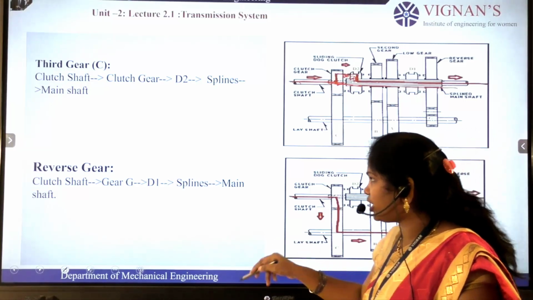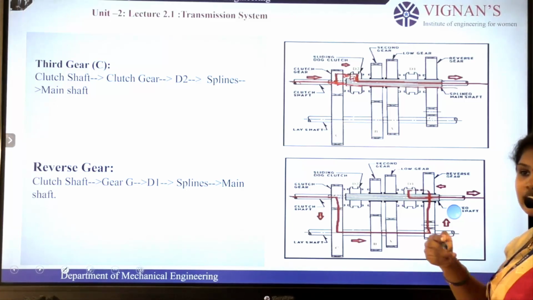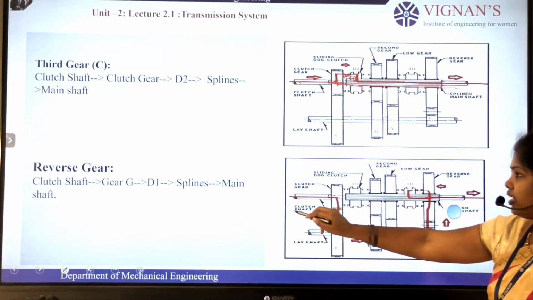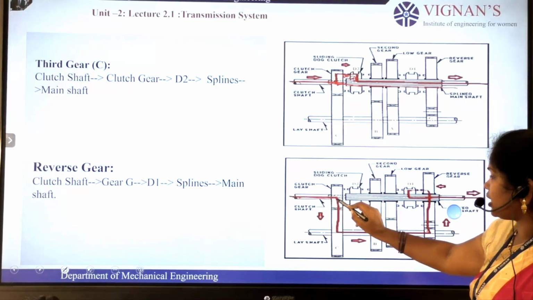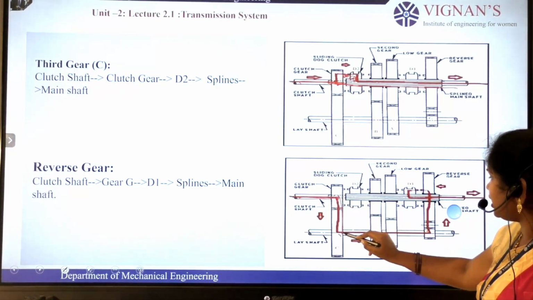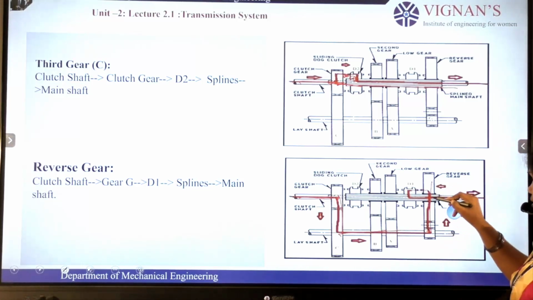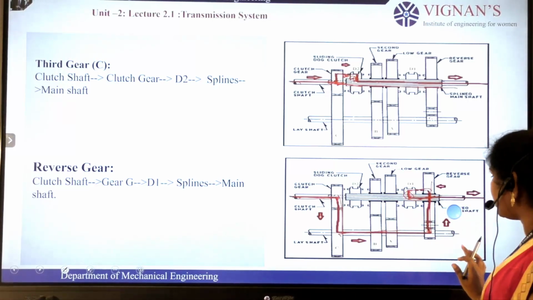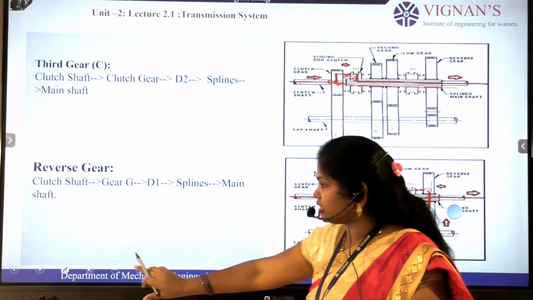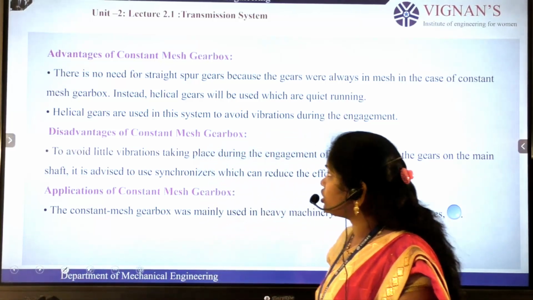When we come to the reverse gear, we know how the direction is changed; we discussed it earlier. In the reverse gear, the power is transferred from the clutch shaft to gear C, and from gear G to dog clutch D1. The dog clutch D1 transfers the power to the main shaft. This is the reverse gear. We know how the direction is changed. So what are the advantages and disadvantages of this constant mesh gearbox?